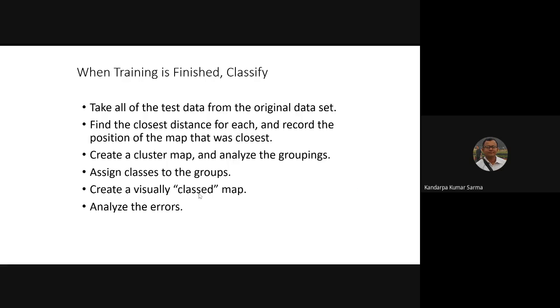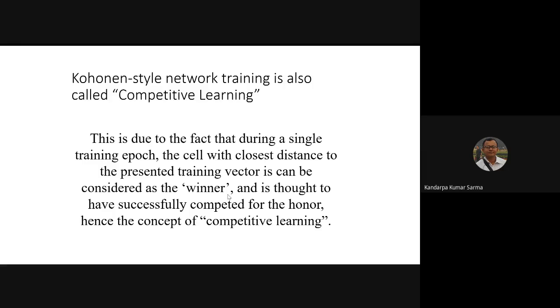So once the training is finally finished and the clustering has taken place, then you can do the classification. So you can have the class level pre-assigned to the groups, create a visually closed map, and then you can find out the differences or the distortions that might have taken place while you have created the cluster maps. This is called the competitive learning. Now, this is the Kohonen style of network training, known as competitive learning.